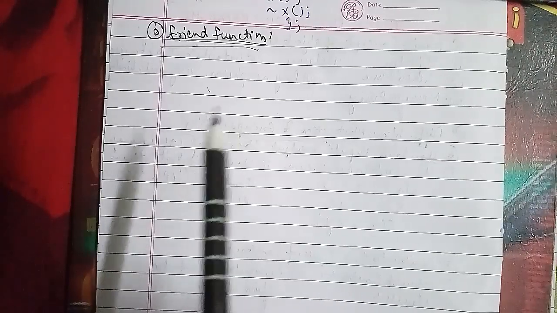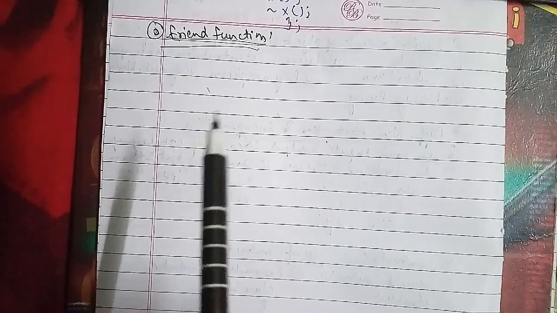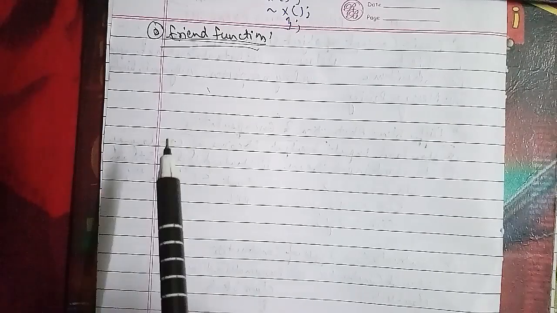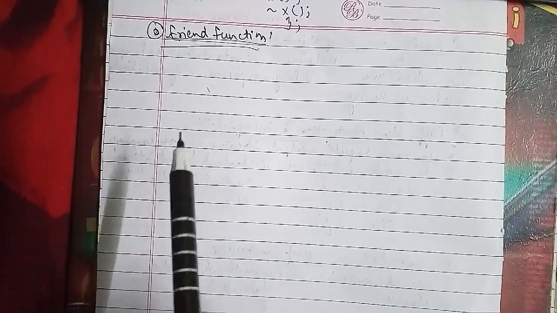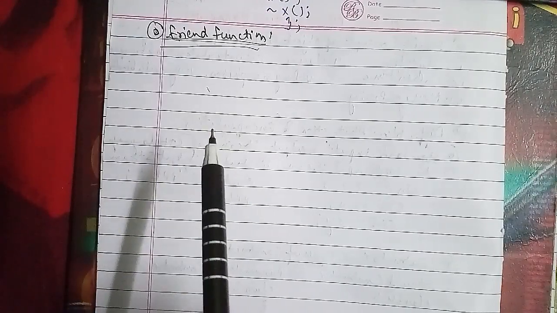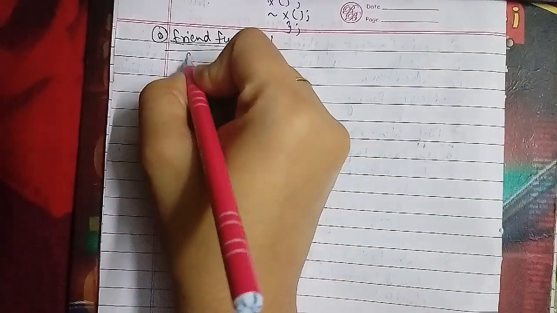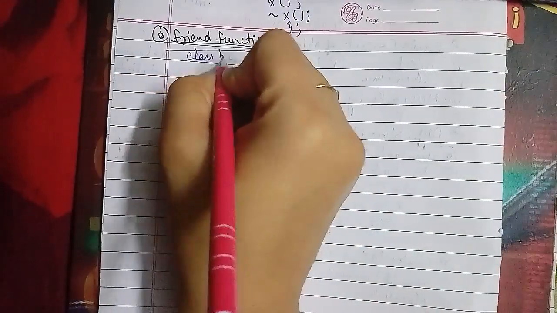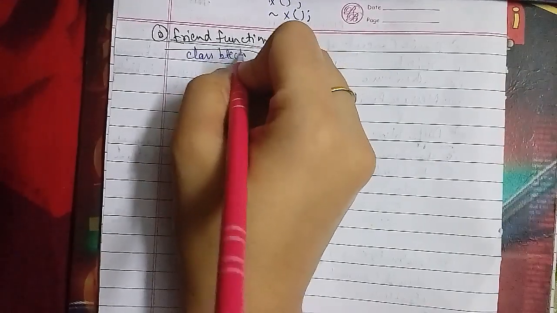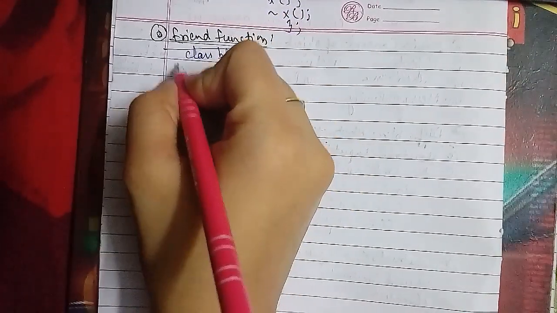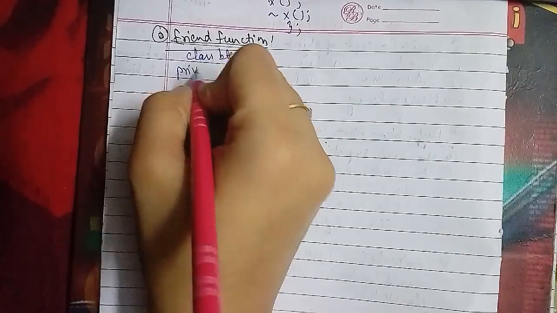int compute, BTech b1. That is your friend function definition, which has access to the private data, and it returns int b1.a plus b1.b minus 5.